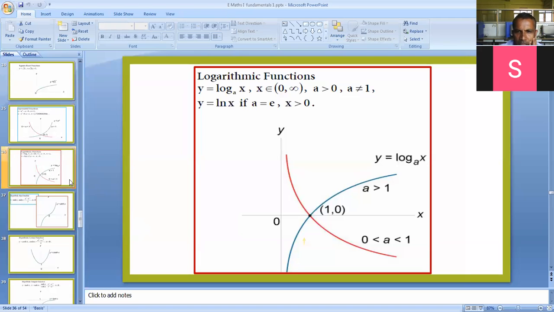See, now this is one more function, that is the logarithmic function. Log to the base a of x, for all x belongs to 0 to infinity.